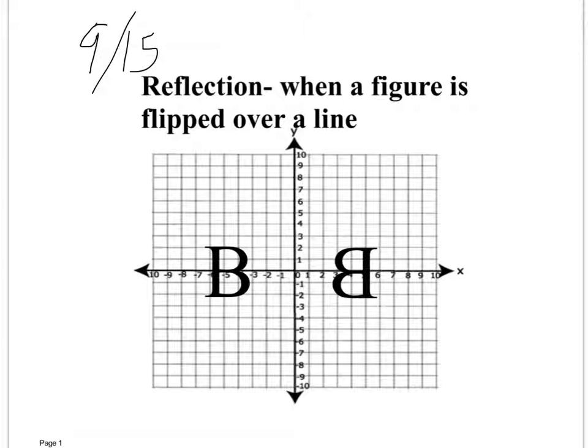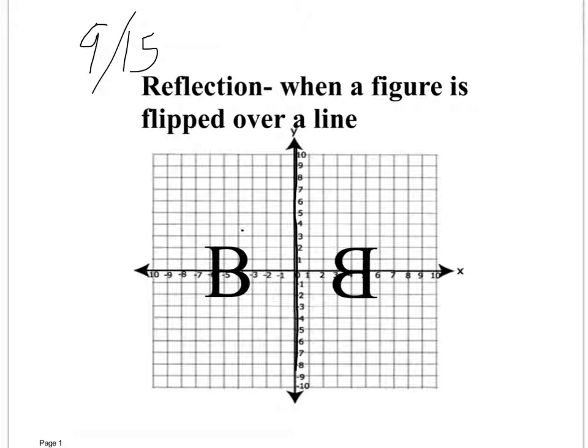This is reflection. It's like looking in a mirror. It's the reverse image of it. It's being flipped over a line. We call that line the line of symmetry because everything is equal on both sides. It's like a line that splits a circle in half. Everything should be equal on both sides. The line of symmetry here is the y-axis.